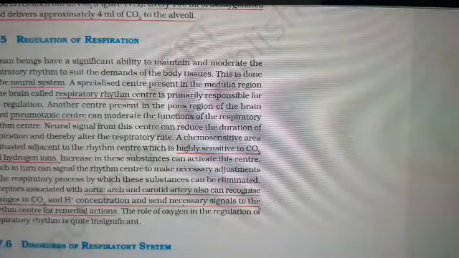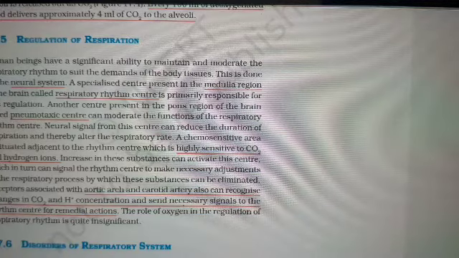From the regulation point of view, how is respiration regulated in the body? The neural system influences it, especially the medulla region in the brain, where the respiratory rhythm center is responsible for the regulation. Another region, the pons in the brain, is called the Pneumotaxic Center. So in the brain we need to observe two center areas, the respiratory rhythm center and the Pneumotaxic Center, which can moderate the functions of the respiratory rhythm center. The chemosensitive area is also in the rhythm center area, and it is highly sensitive to CO2 and hydrogen ions.